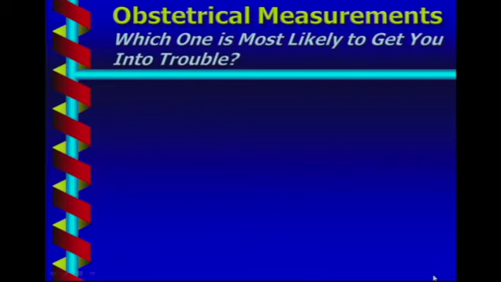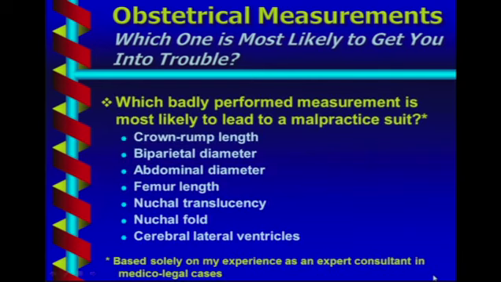With respect to obstetrical measurements, which one is most likely to get you into trouble? And by trouble, I mean which one, based on my own experience at least, is most likely to lead to a medical malpractice suit against you if you do it badly. The crown rump length, mismeasuring the biparietal diameter, the abdominal diameter, femur length, Nuchal Translucency, Nuchal Fold, or Cerebral lateral ventricles. And again, I will come back to this at the very end.